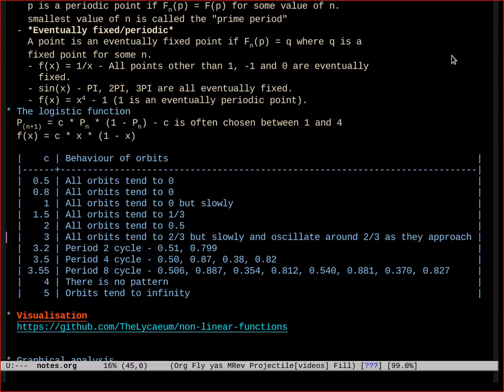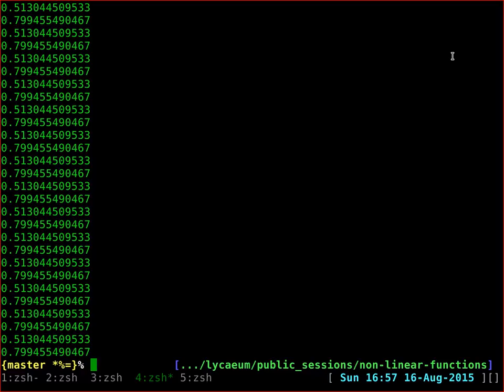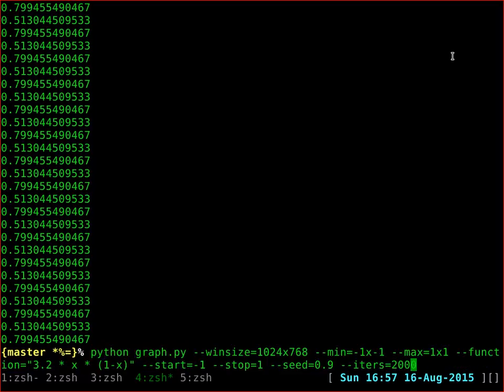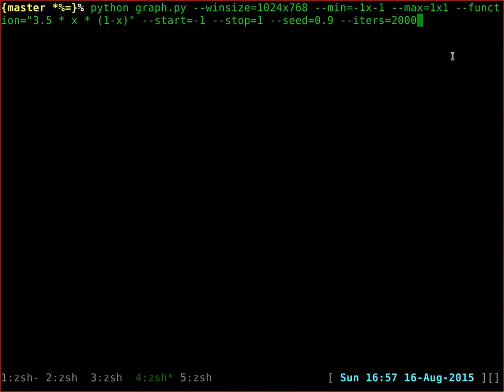What do we try next? Let's try the 3.5, which is period 4 cycle. Now the astute among you will have noticed that it goes from 2 to 4 to 8, and it sort of bifurcates. This is something called bifurcation theory, used to predict these things, which we'll discuss in one of the later segments. Right, let's see what happens with a period 4 cycle.